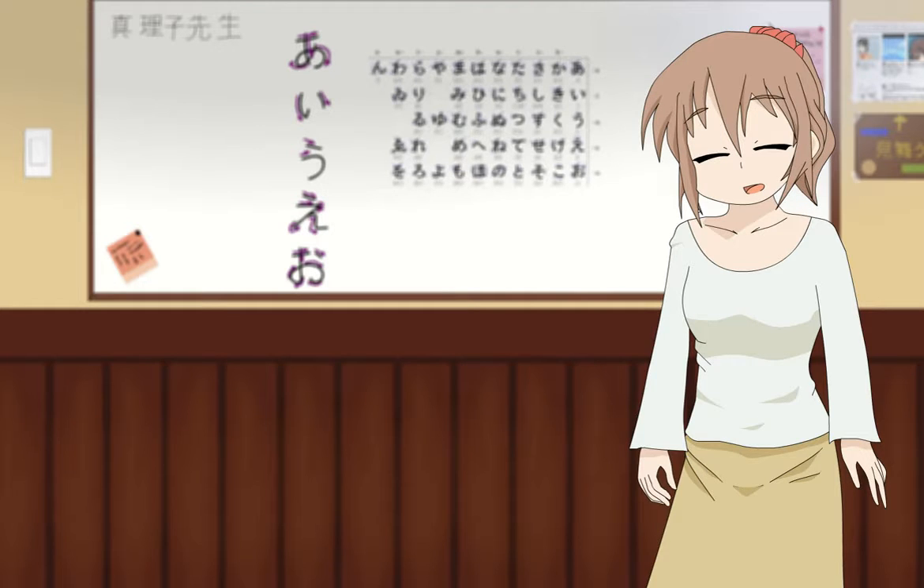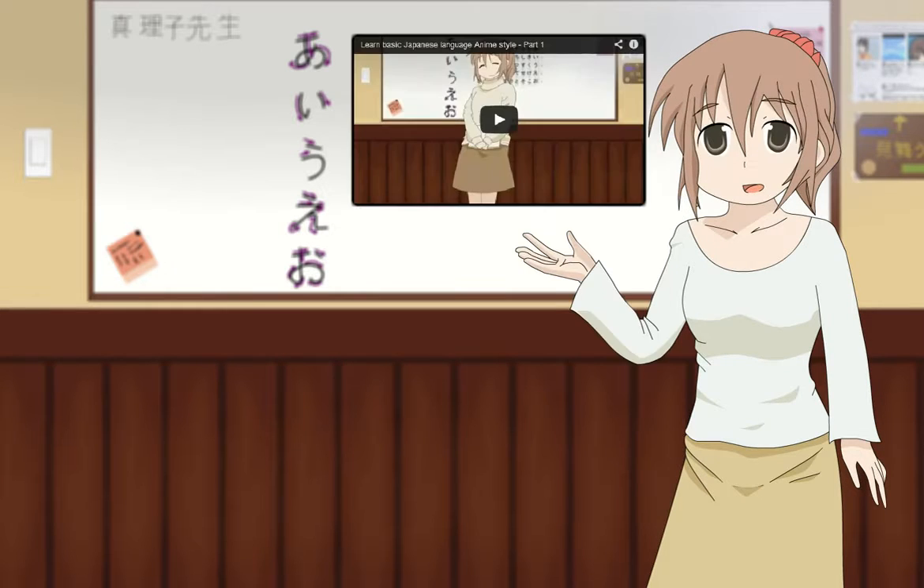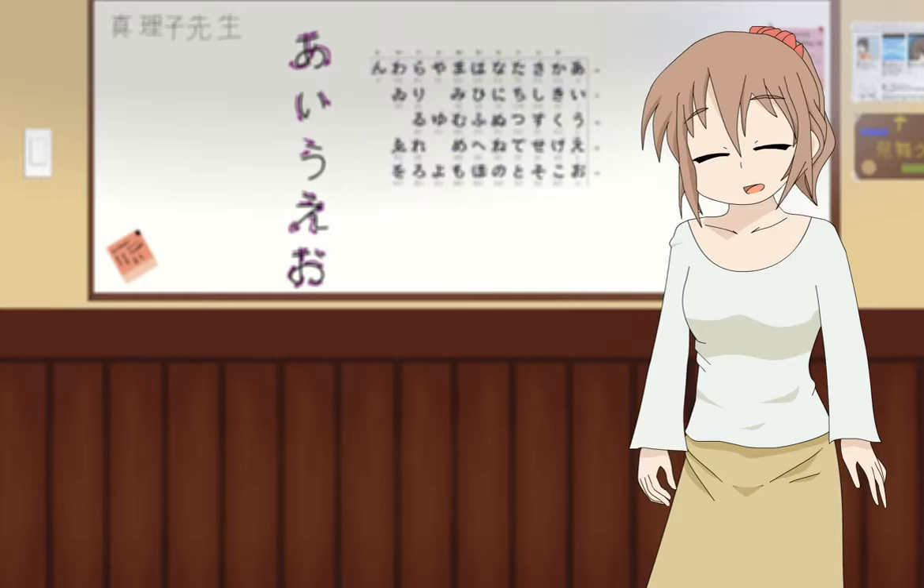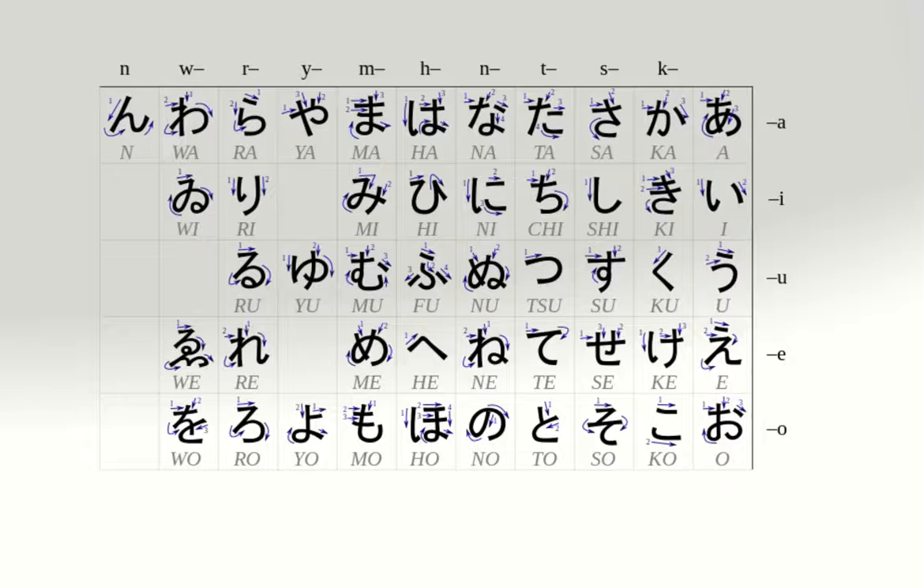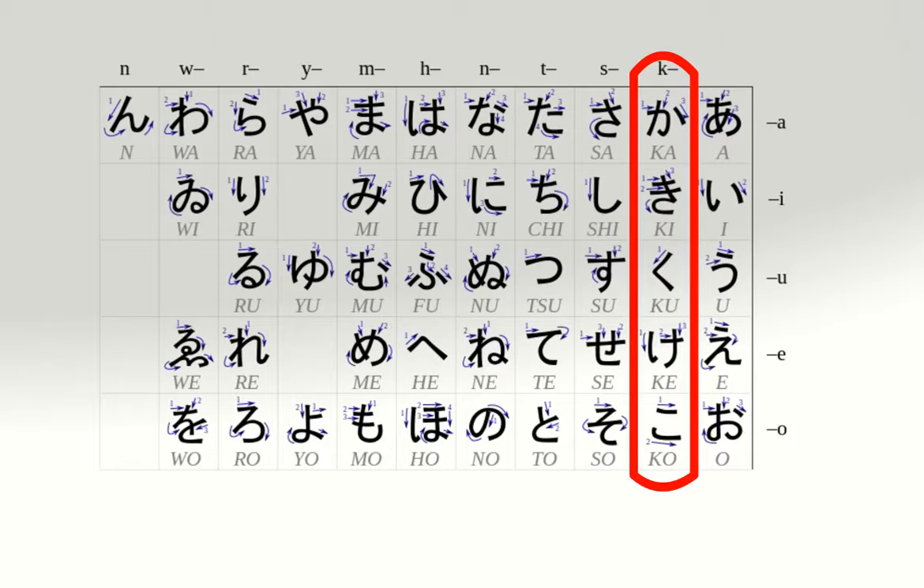I'm Mariko Sensei. In the first part, we learned the first hiragana characters. If this is your first time, please feel free to visit the first part of this series. The first hiragana characters that we learned were a, i, u, e, o. In this episode, we'll move to the next line of the hiragana chart.